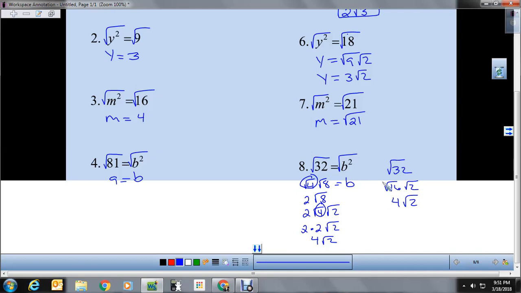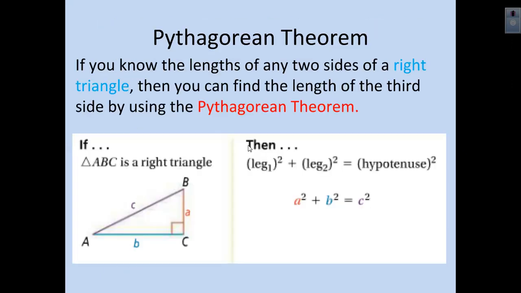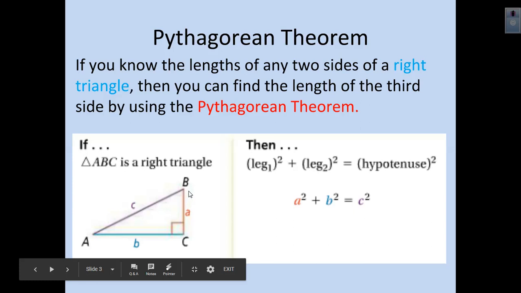All right, so let's move on to the next slide. Pythagorean theorem. If you know the lengths of any two sides of a right triangle, then you can find the length of the third side by using the Pythagorean theorem. We know it as a squared plus b squared is equal to c squared.